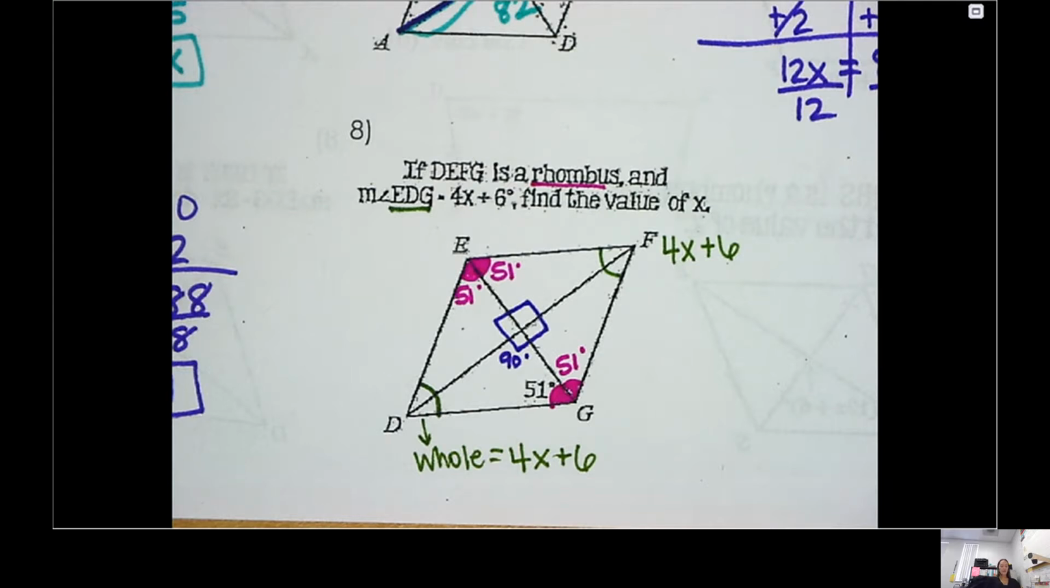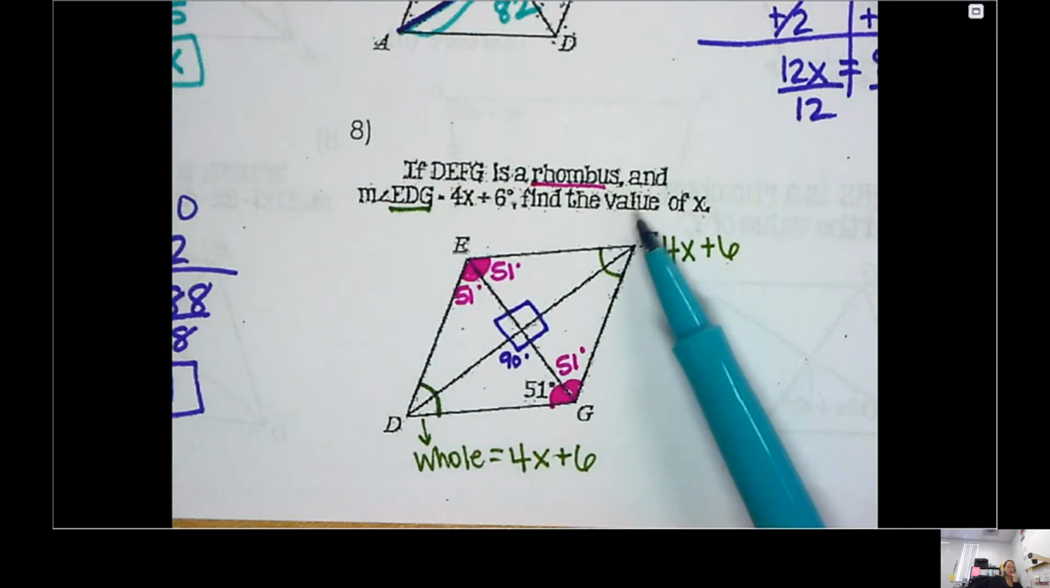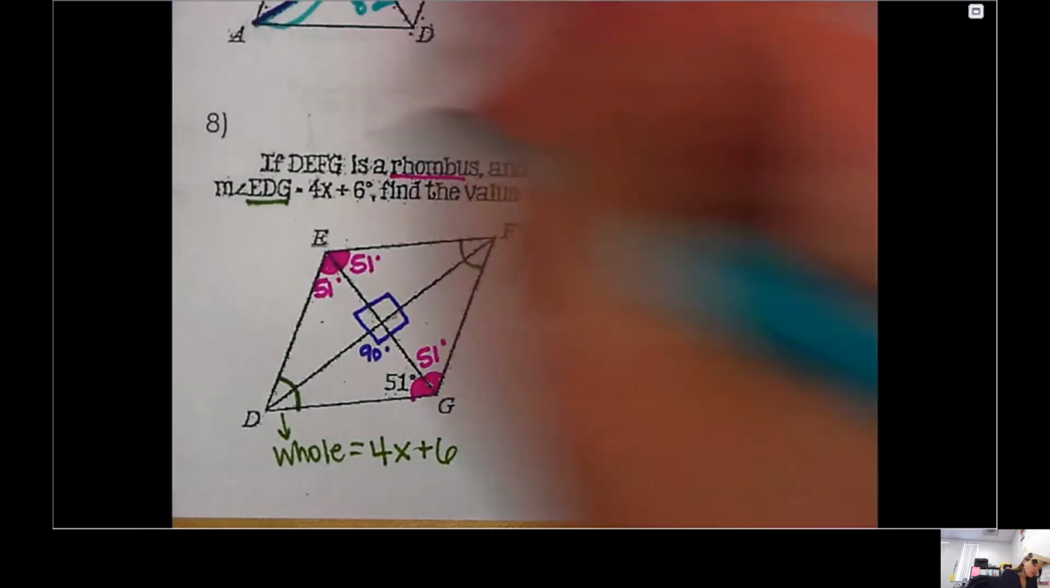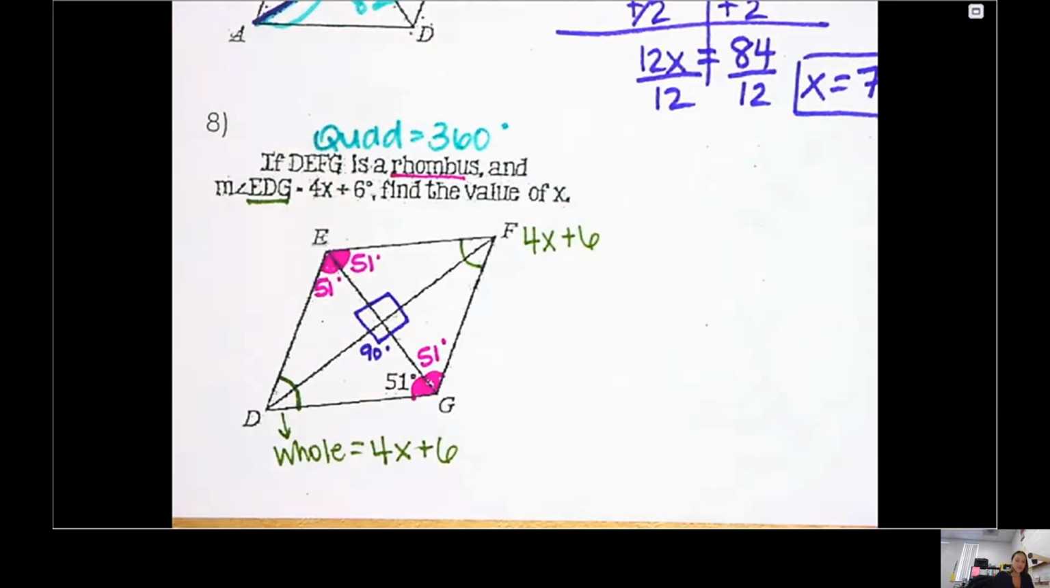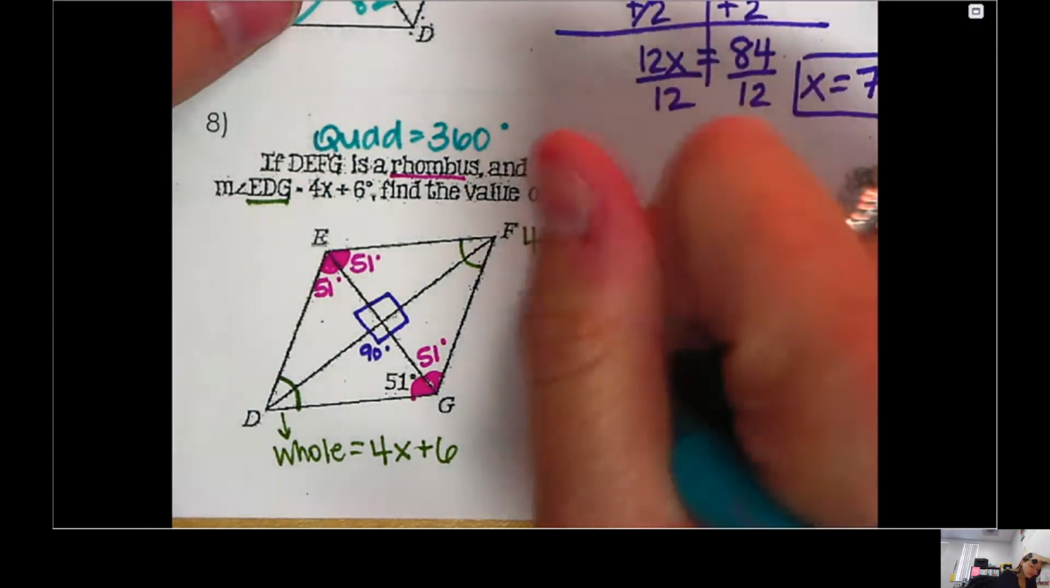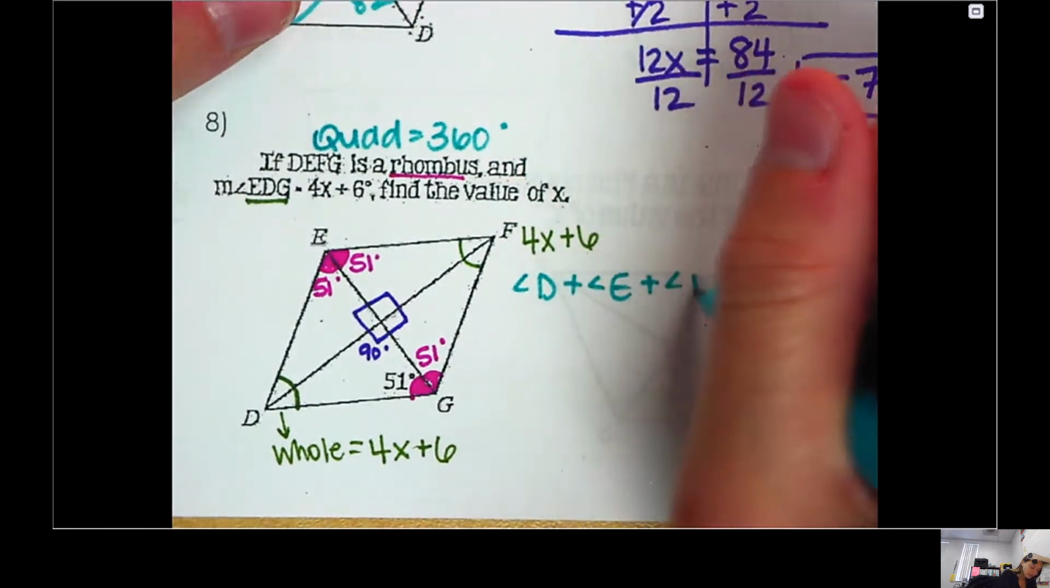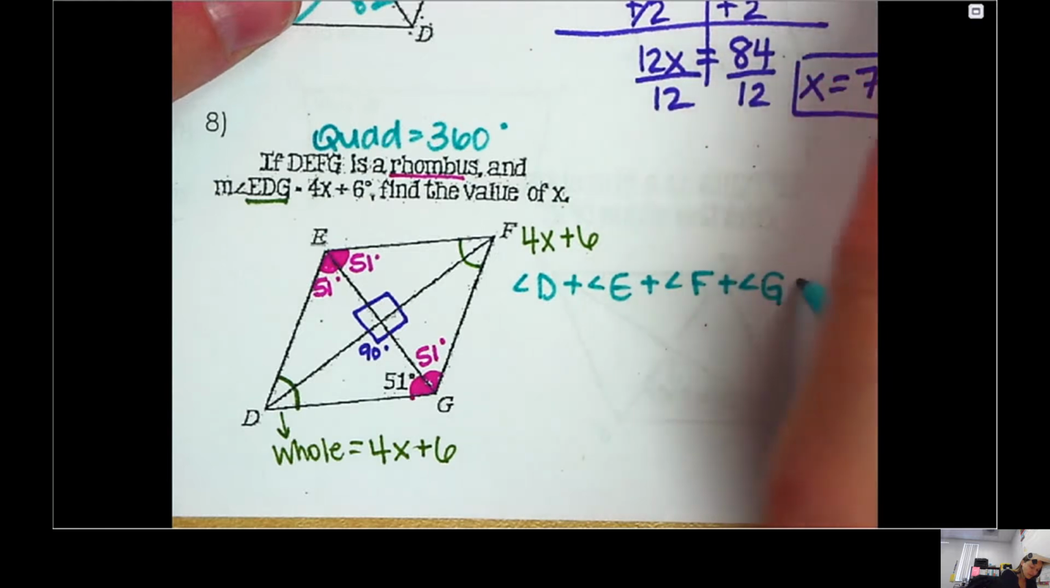I know if I add together all of the angles inside this quadrilateral, I should get 360. So what I could do is write an equation that says angle D plus angle E plus angle F plus angle G should equal 360 degrees. I know a quadrilateral has 360 degrees, so I'm going to use that to my advantage. So angle D plus angle E plus angle F plus angle G equals 360.